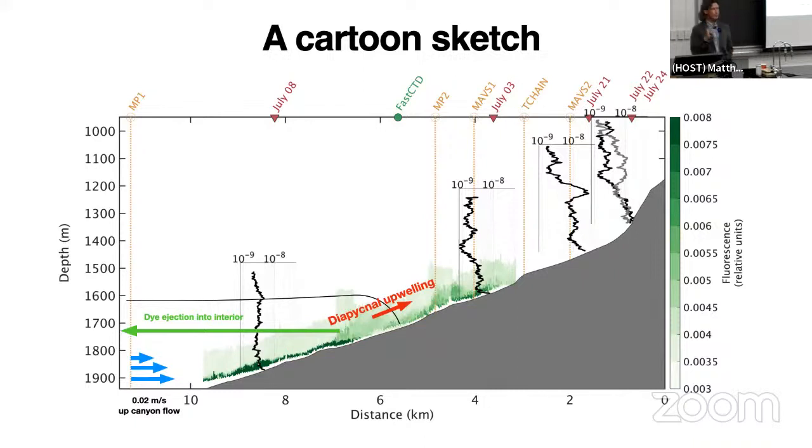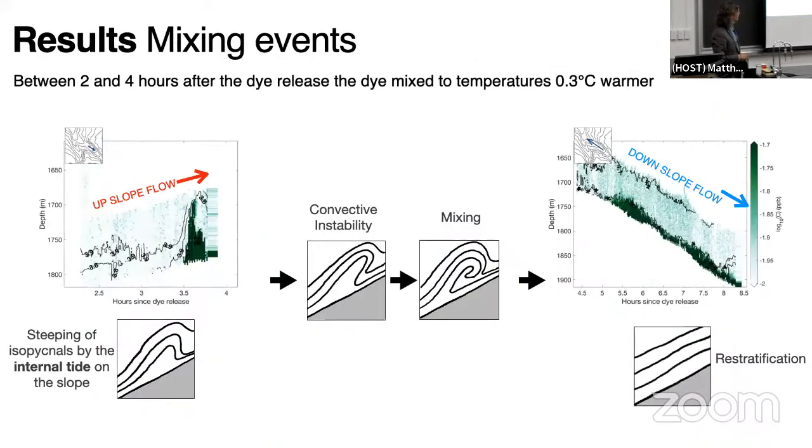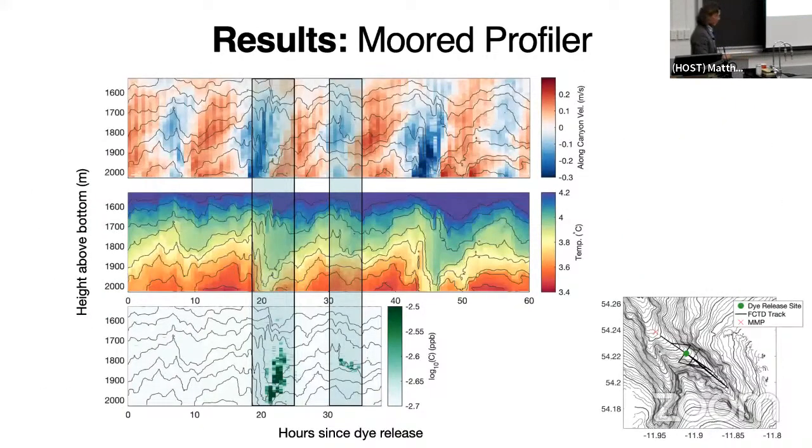interior, right? So if you remember that movie I showed at the very beginning that had this really vigorous exchange of fluid between the boundary and the interior, this is really consistent with that, and it's very, very inconsistent with a one-dimensional model. So now returning to the actual dye data from the mooring, you can now see this is now 60 hours, so it's just 2.5 days.